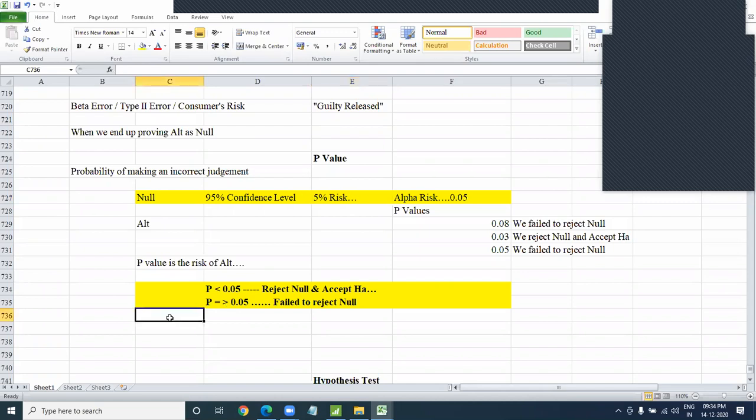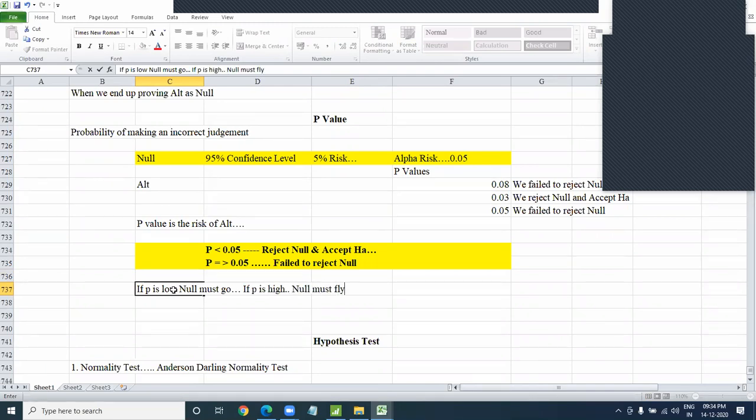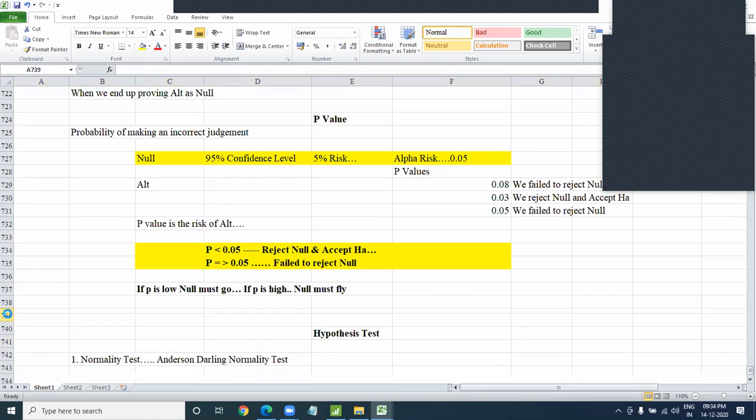Okay, so this is how we find it. If you look at YouTube videos, people generally use a slogan to remember it so that we don't get it wrong. If P is low, null must go. If P is high, null must fly. When P is low, null must go and alternate should come in. If P is high, null must fly, so null will continue. That's how people create this slogan to remember it.